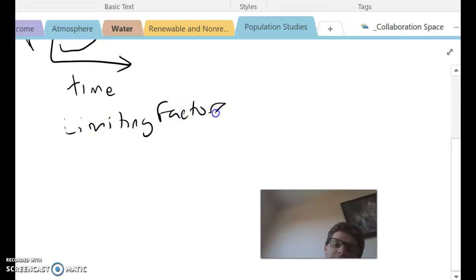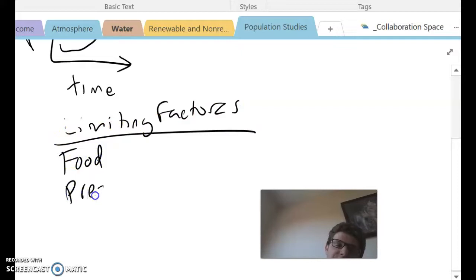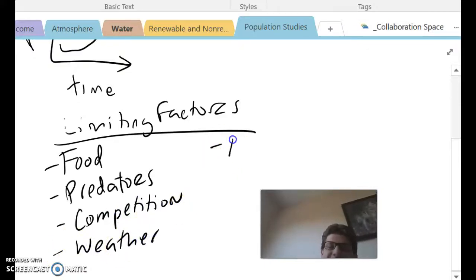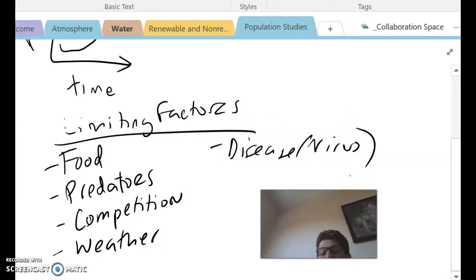Food, predators, competition, weather can be one. Disease, as you know right now, is a limiting factor. This virus, the coronavirus, is a limiting factor. It is bringing down a lot of our population. And so these are what we call limiting factors.